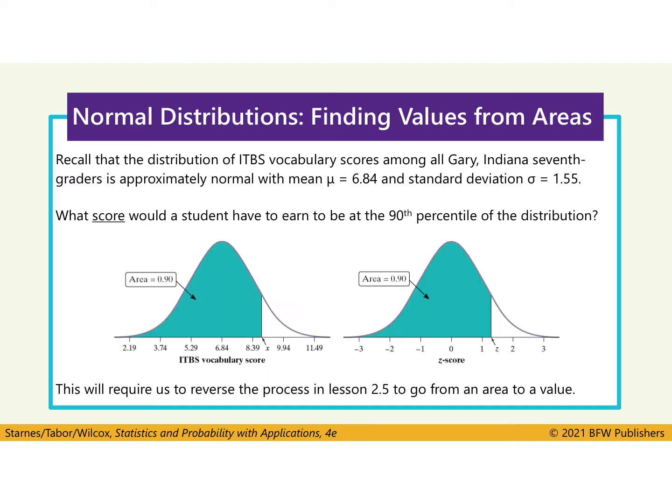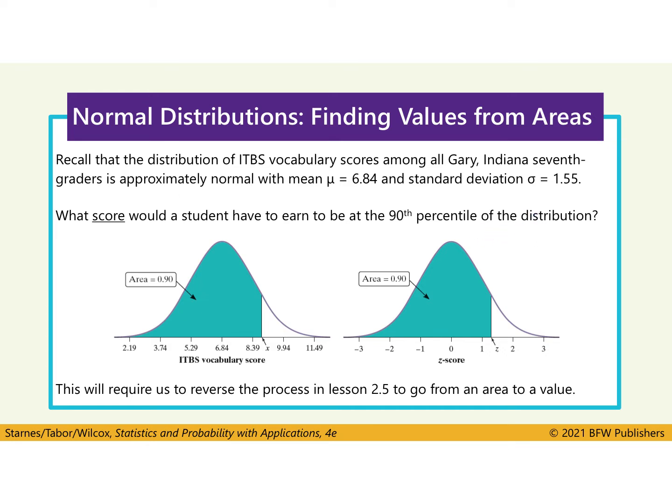So, remember, we're back to this Gary, Indiana test scores, right? Over and over again, the same examples, but we can use this. Our distribution was normal, right? With the mean of 6.84 and a standard deviation of 1.55. What score would a student have to earn to be at the 90th percentile of the distribution?